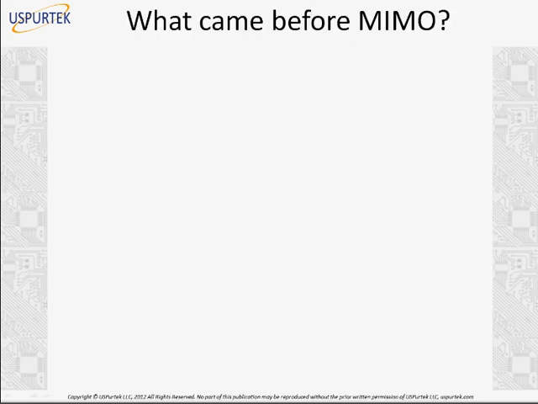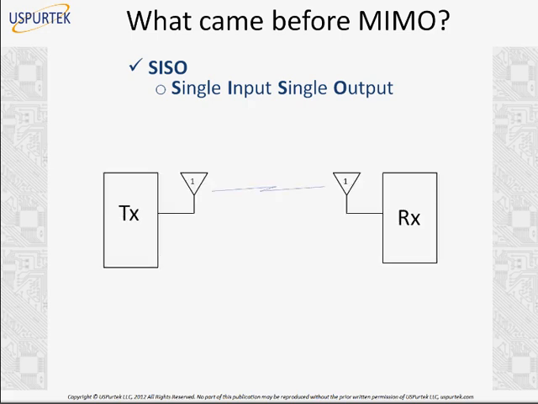That is how somebody coined this term, and it's very commonly understood now. Now, before we jump onto MIMO, let's have a little background. Where does it come from? Even before we talk about MIMO, we had a SISO system, a single input and single output.